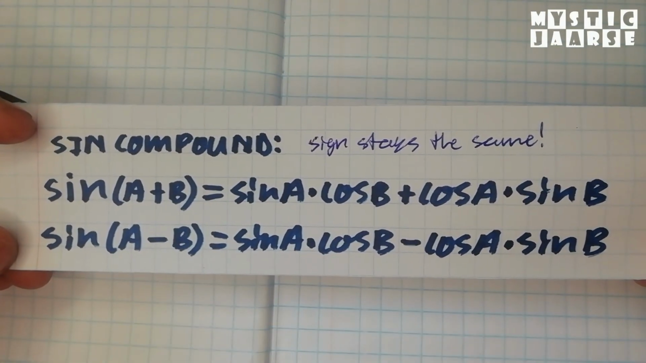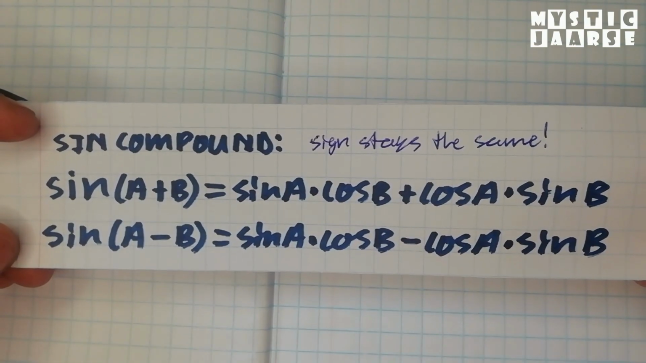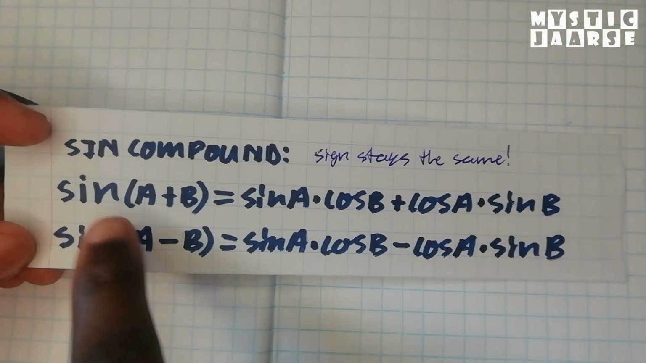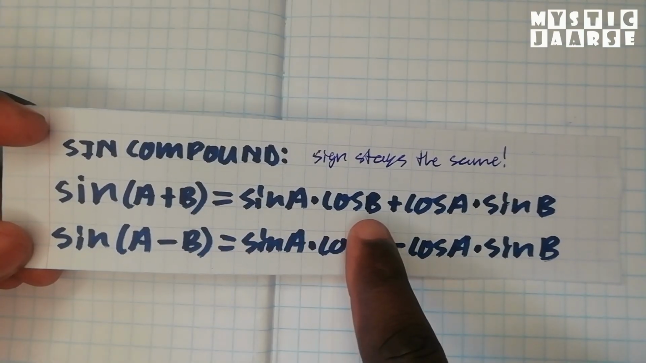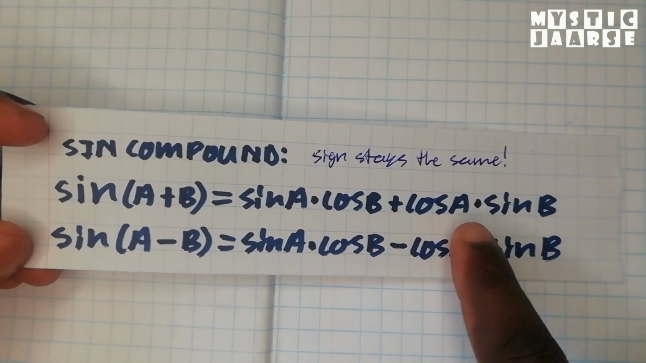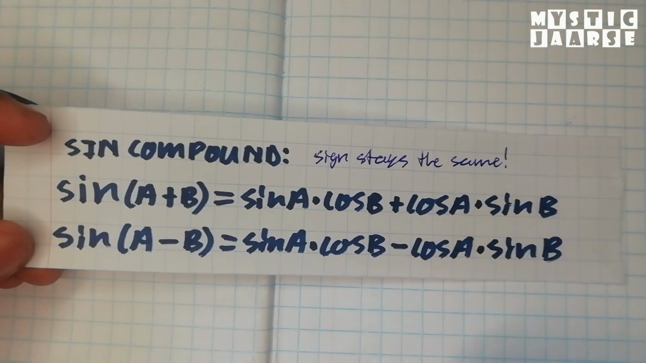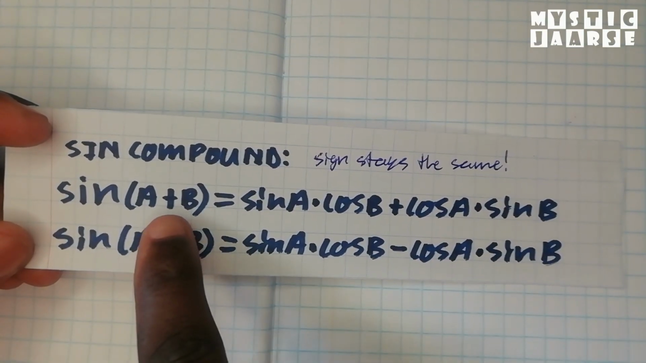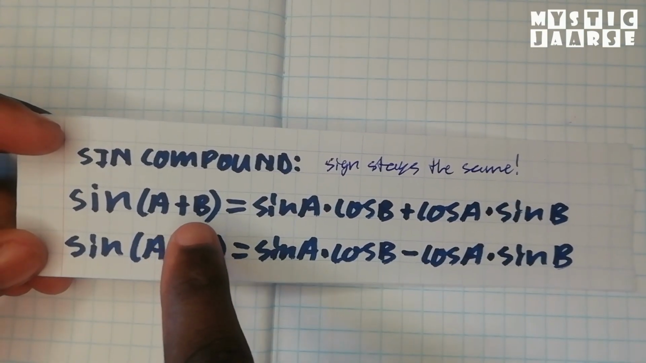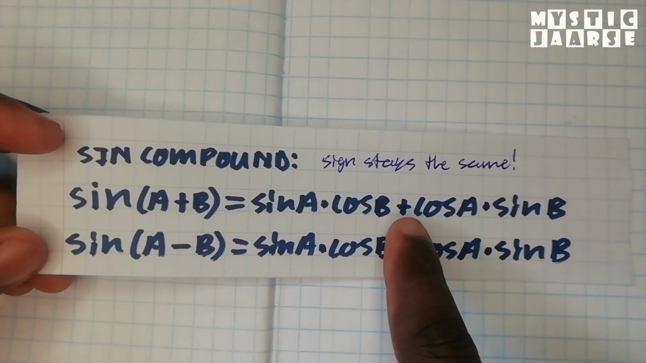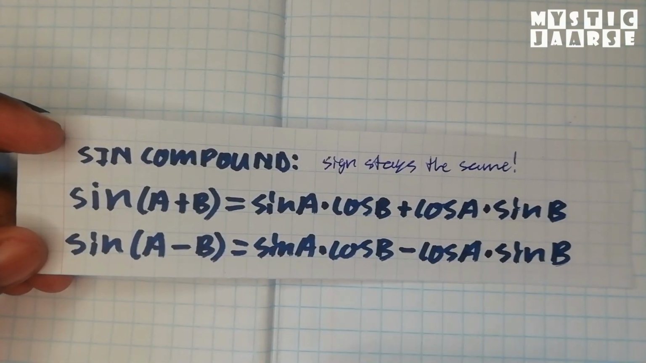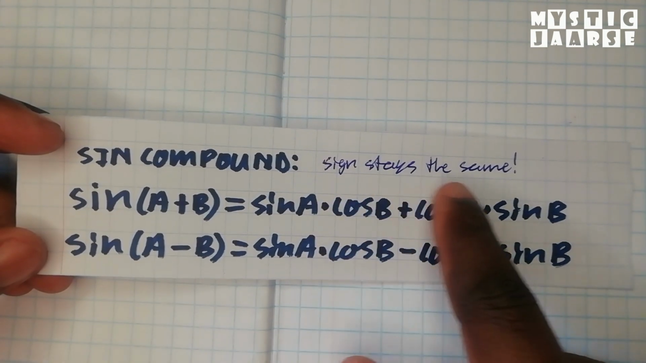So this is an expansion of sine compound. When you expand sine of a plus b, you get sine of a multiplied by cos of b plus cos of a multiplied by sine of b. So you have an addition sign between a and b, and it stays the same. So we say when you expand the sine compound, the sign stays the same.